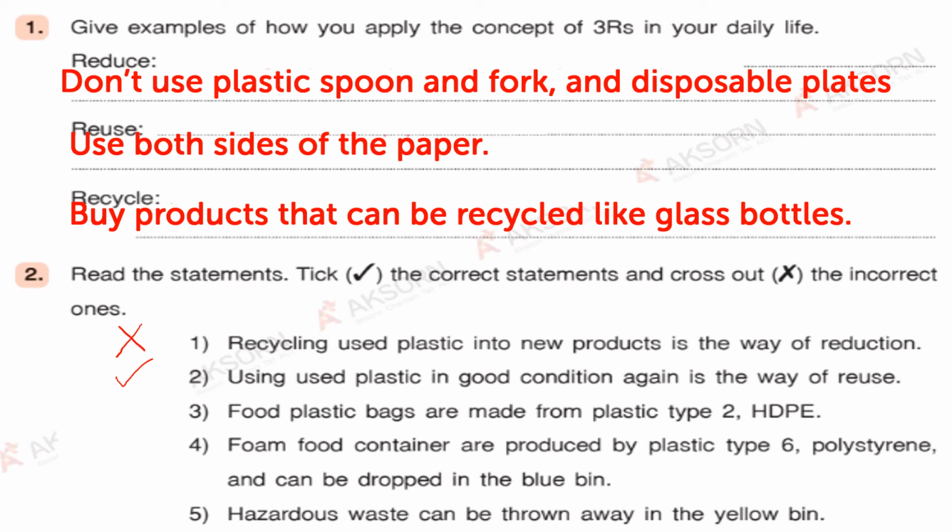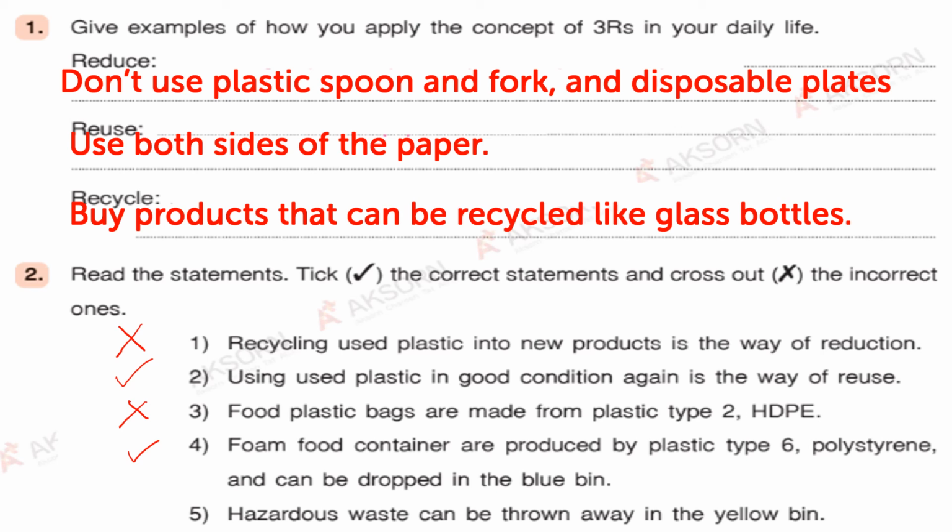Number 3: food plastic bags are made from plastic type 2 HDPE, or high-density polyethylene plastic. The answer is no. It is made up of type 5, which is PP, or polypropylene. Number 4: foam food containers are produced by plastic type 6 polystyrene and can be dropped in the blue bin. The answer is correct.